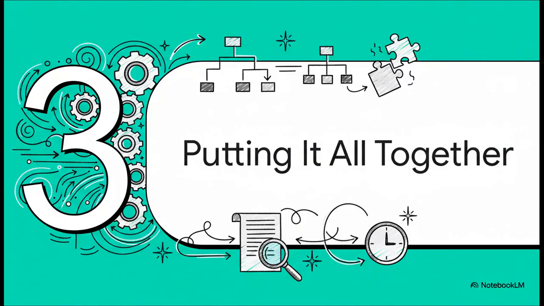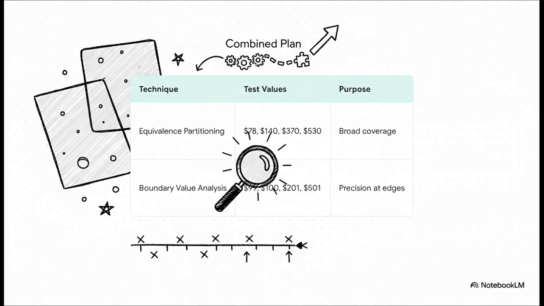Okay, so this is where it all comes together. Let's see how these two powerful techniques combine into a single, super efficient test plan. This is where the magic really happens. Check this out. Here's a combined plan for our shopping cart discount. First, we use equivalence partitioning to pick a value from the middle of each tier, like $140 and $370. That gives us our broad coverage. Then, we add boundary value analysis to zero in on those critical transition points, like $99, $100, and $201. Together, they create a small but incredibly mighty test suite.